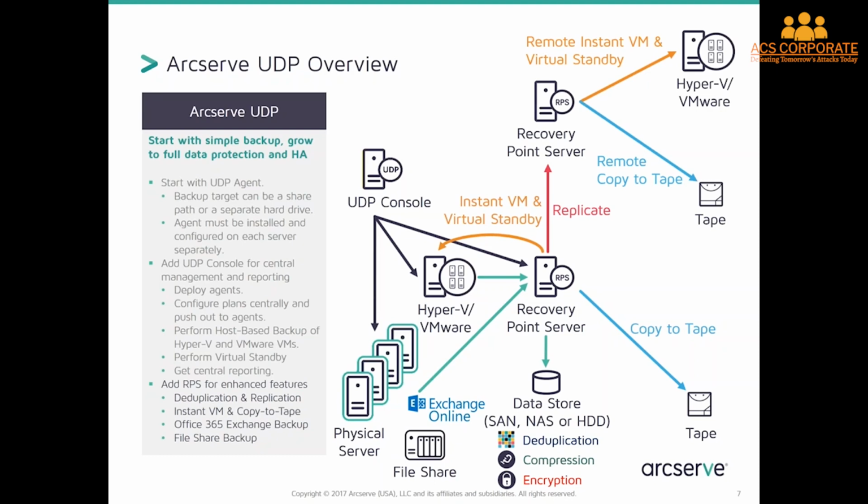So if you have a lot of remote offices or branch offices, you can have all of those do local backups to their RPS on site, have all those recovery point servers, or RPSs, replicate back to a central one, and then from there you can do your copy to tape centrally. So you can eliminate the need for non-IT staff having to perform tasks such as replacing or rotating tapes.